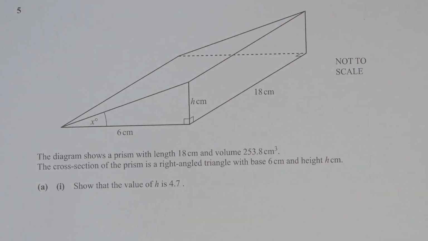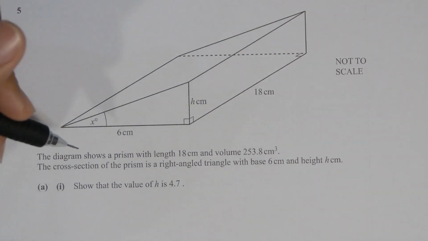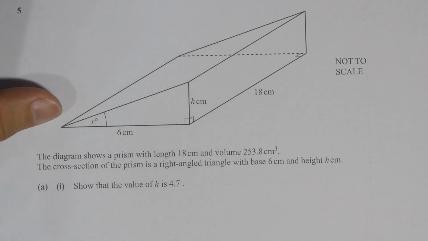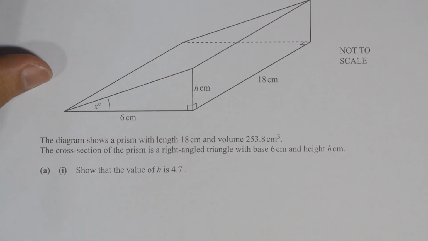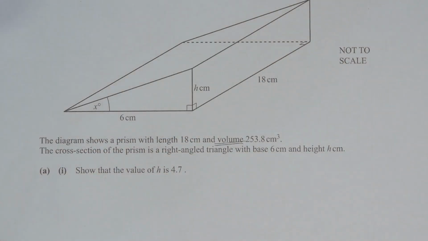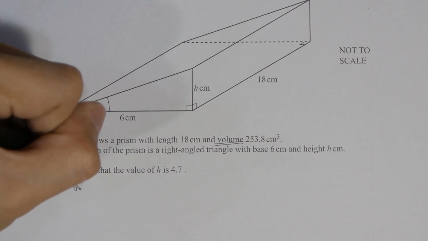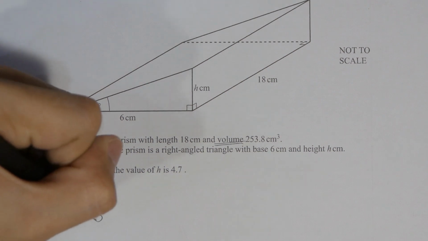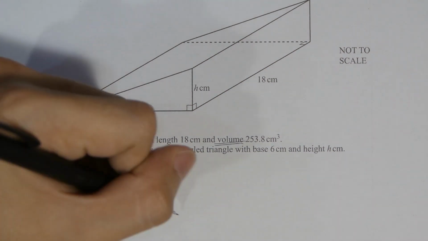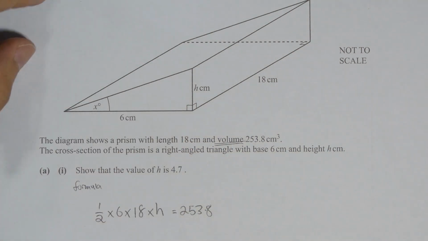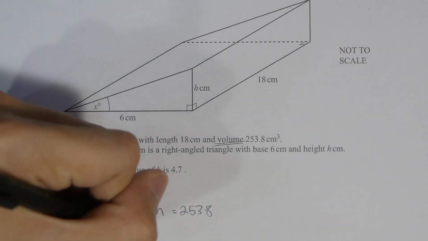Whereby for question number 5, show that H is 4.7. So the first thing that I did was the volume. So half times 6 times 18 times H equals 253.8. So by running a calculation, you should be able to prove H value as 4.7.